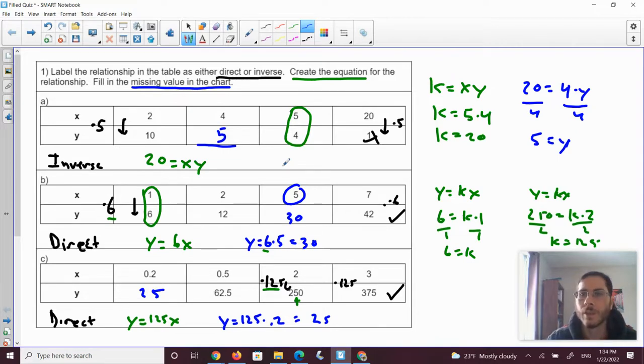And the big key here is knowing the equations. Inverse is k equals x times y. Direct, y equals k times x.